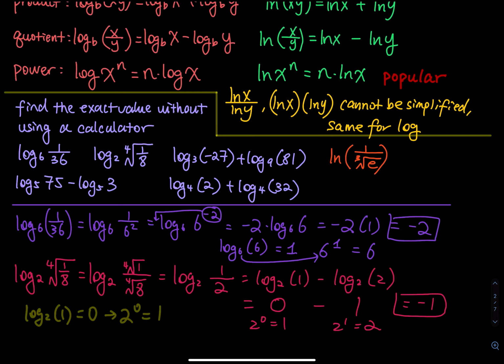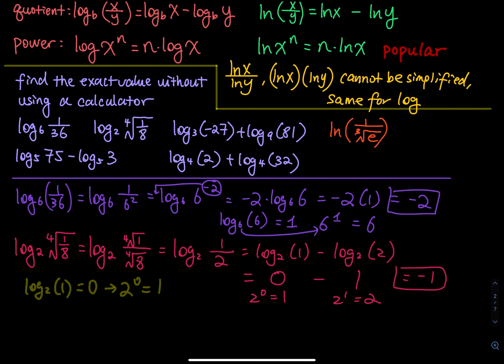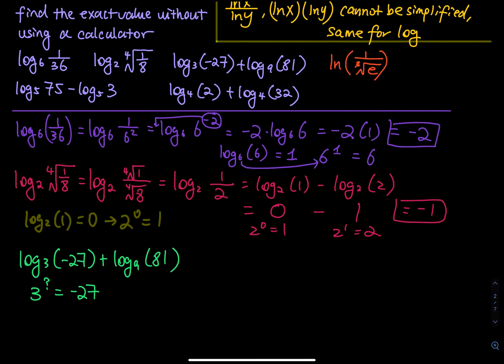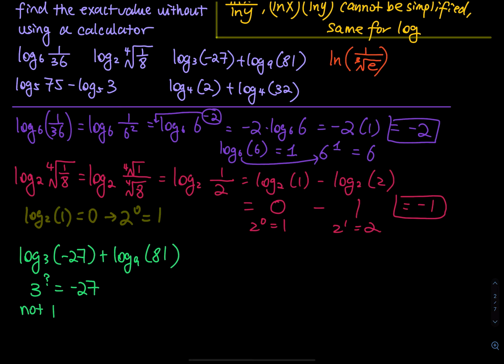And then moving on, we have log base 3 of negative 27. Let's switch to a different color. So we have log base 3 of negative 27, plus log base 9 of 81. Now, is the first one possible? 3 raised to what power is equal to negative 27? Remember, 3 is positive. It doesn't matter how many times you multiply it by itself, you will never get a negative. So this is not possible, because the base is not negative.